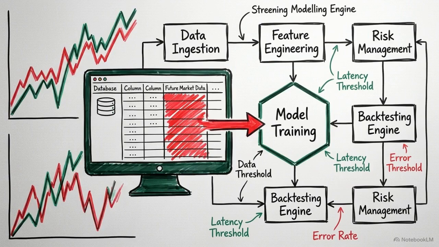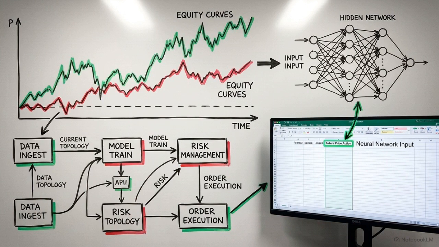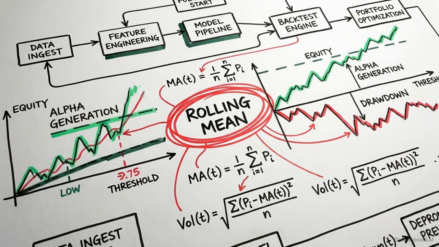The most fatal error in quantitative development occurs during feature engineering: data leakage. Data leakage happens when a model accesses future market information during training. It uses data it could not possibly have had at the time. This look-ahead bias frequently infects a system through improperly calculated rolling statistics, like a moving average or a normalized volatility metric.